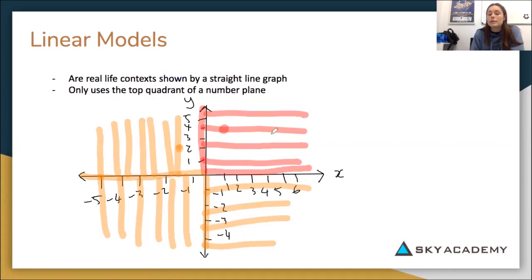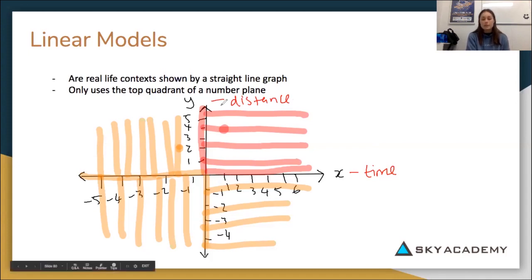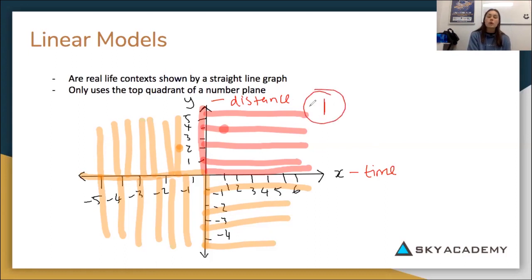So when we're modeling real life, we only use this top quadrant because we can only use positive values. For example, if we had x as time and y as distance traveled in our real life context, we can't have negative time, or we can't have negative distance. It just doesn't make sense. You can't travel a negative distance. So we can't use any quadrants with negative values. We are only going to use this first top quadrant and forget about the second, third, and fourth.